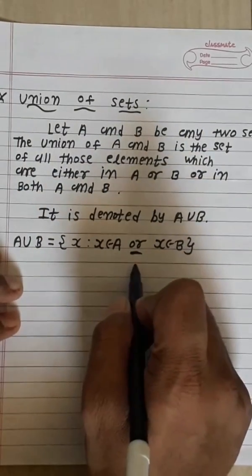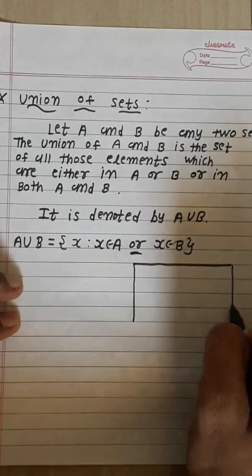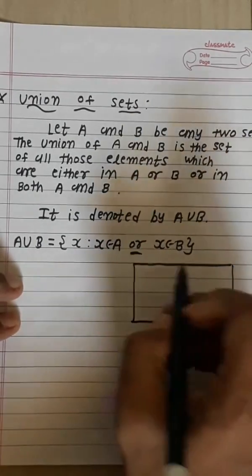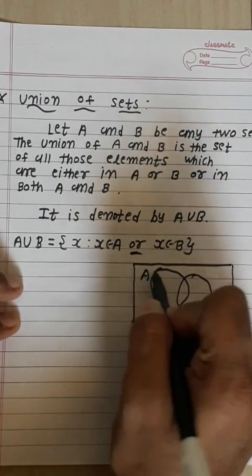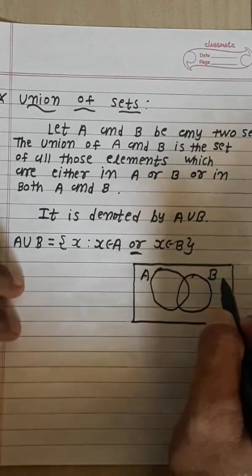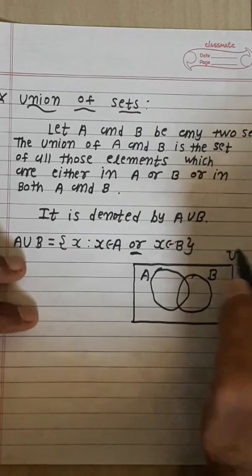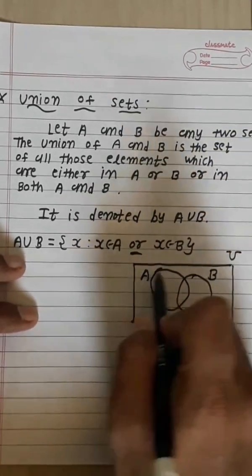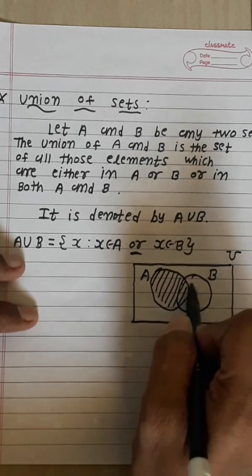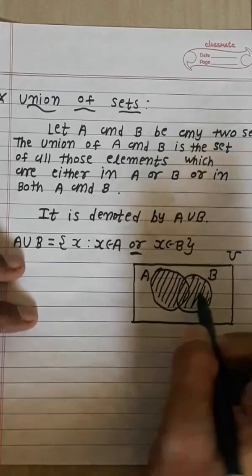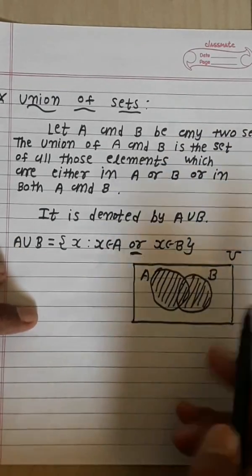Now, how can A union B be represented in a Venn diagram? In a Venn diagram we can take two sets A and B. Here we consider set A and here we consider another set B. Now here is the universal set U. So A union B means all the elements of set A as well as all the elements of set B, that means it covers this whole portion.